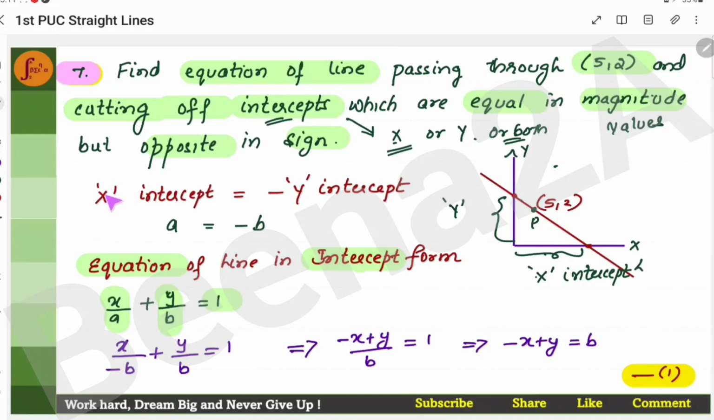Now, they have told that x-intercept is equal to minus y-intercept because intercepts are equal. The values are same, but it's opposite in sign. So that means x-intercept is nothing but a, y-intercept is b. One is negative, one is positive, right? a is equal to minus b. That's all. One is negative, one is positive. Now what you do here, instead of a, we can put minus b here, and here we put b. Now, when we solve this equation, you will get this kind of a format, this kind of an expression. Minus x plus y is equal to b.